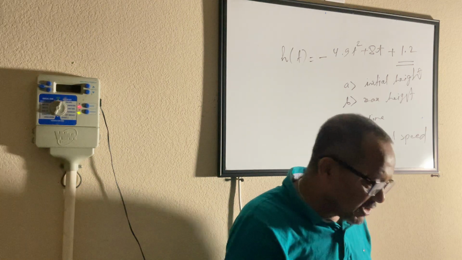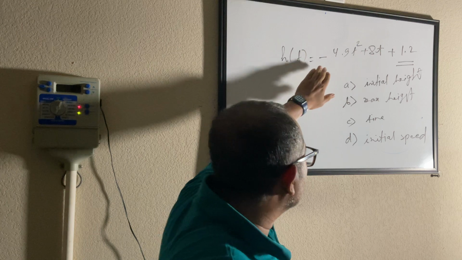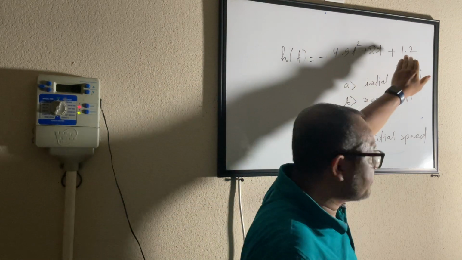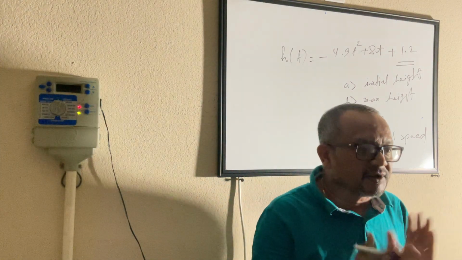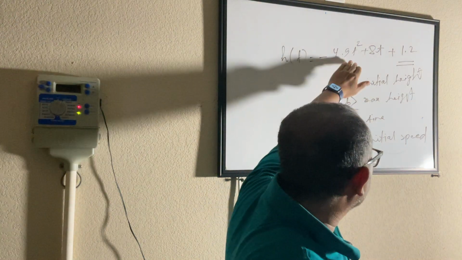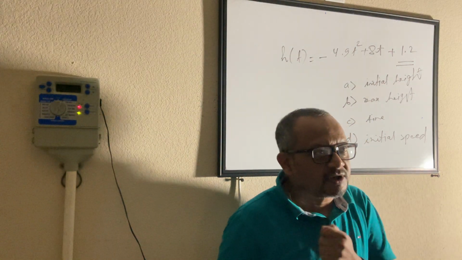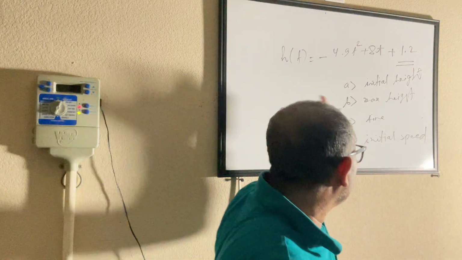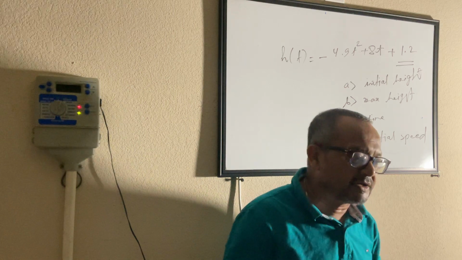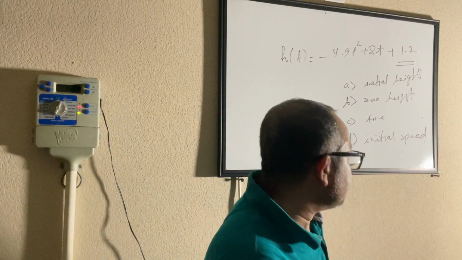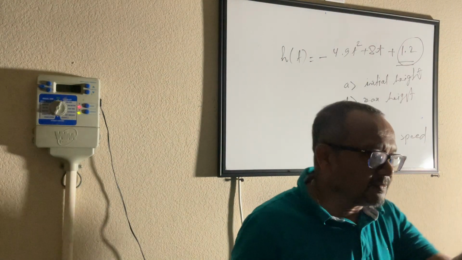The function here, h of t equal to minus 4.9 t squared plus 8t plus 1.2, models the height of the basketball when it is thrown straight up in the air. This function will tell you the height of the basketball after 1 second, 2 seconds, 10 seconds, 20 seconds. So the question is what is 1.2 representing in this equation. Now let me go one by one.